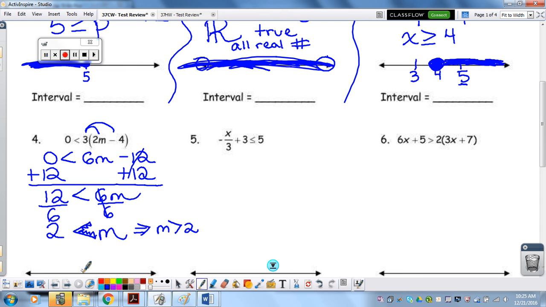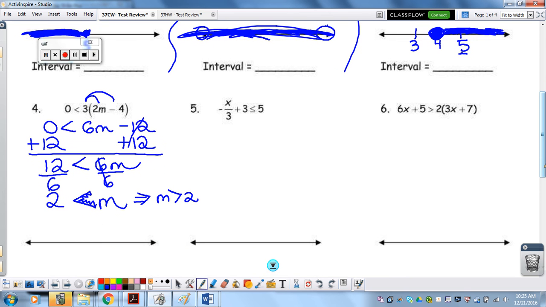So now what we're going to do is we're going to put it on the number line. So I put a 2 here. And now we got to say to ourselves, is there a line? There is no line. That means that it is an open circle. So now we say, where are things bigger than 2? And things that are bigger are to the right. All right, there we go. Number 4 down. Now, let's take a look at number 5.